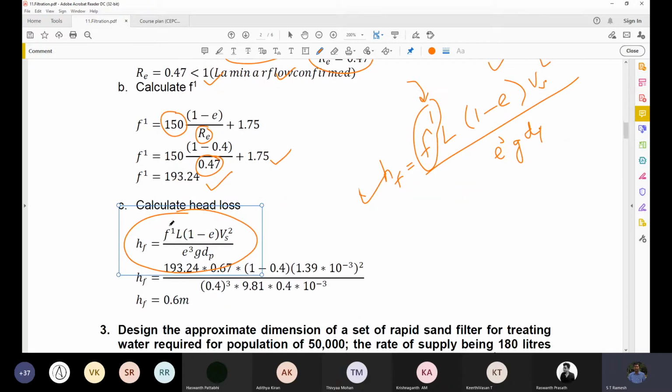So being familiar with all the individual values, f dash we have calculated as 193.24, and the depth of the filter is mentioned in the problem as 0.67, porosity is given as 0.4, and the velocity is given as 1.39 into 10 power minus 3, and porosity again 0.4 cube into g, that is 9.81, into the diameter of the particle, 0.4 into 10 power minus 3. If you substitute, you may get a head loss of 0.6 meter.